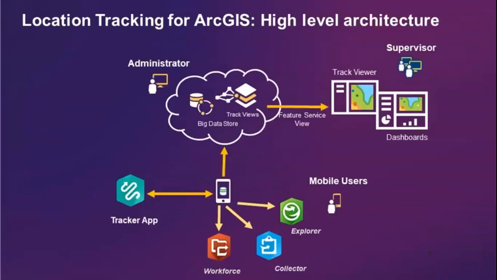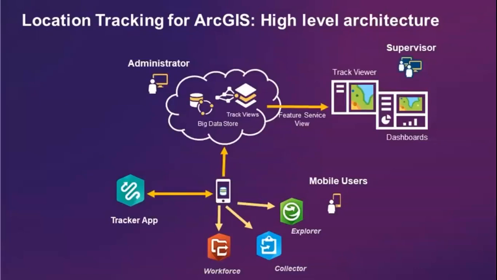So just a high-level view of the architecture again, we're looking at ArcGIS Enterprise. Online would be very similar. At the core is your ArcGIS organization and the location tracking feature service to store all the tracks. If you are using this with ArcGIS Enterprise, you do need the big data store because we're dealing with large amounts of data, and that helps you manage that data.